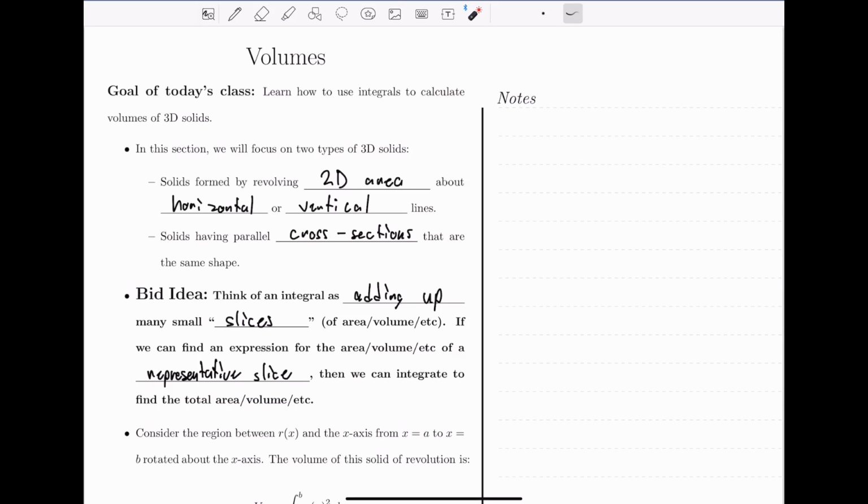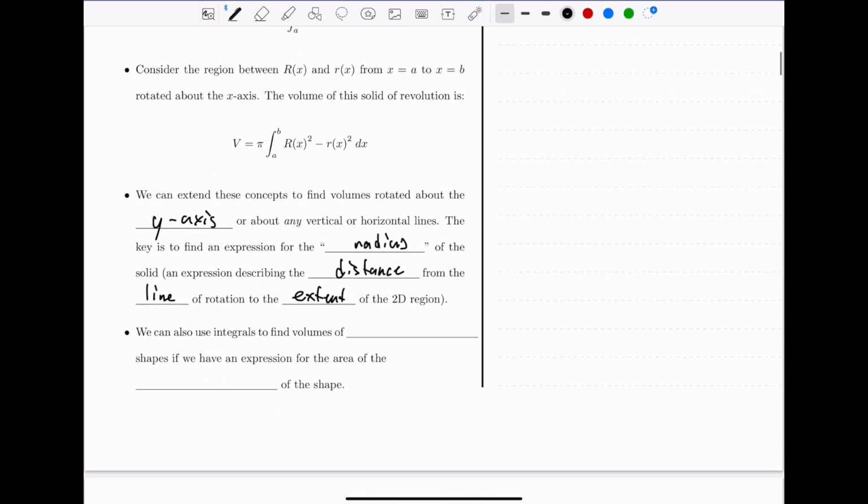Previously, we used integrals to find the volume of three-dimensional solids, which were formed by revolving two-dimensional areas around horizontal or vertical lines. Now let's shift our attention to solids that are not from rotations. The key for these solids is that the cross-sections are all the same shape. So now we will use integrals to find volumes of non-rotated shapes, and we will do so by taking an expression for the area of the cross-section of the shape.